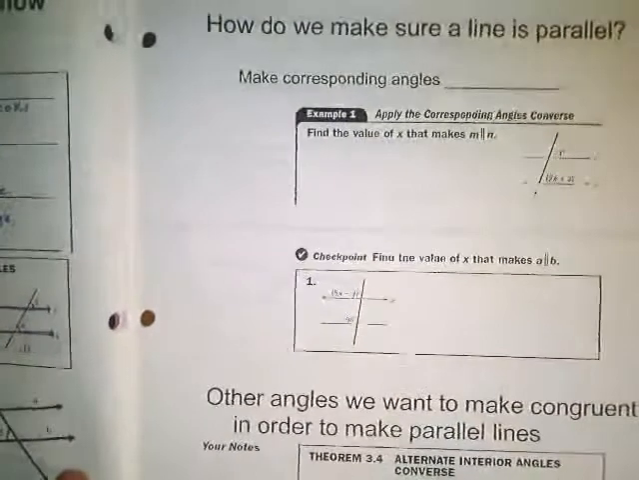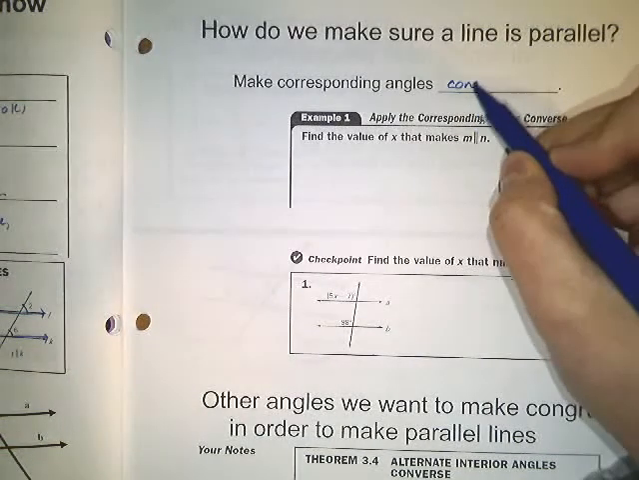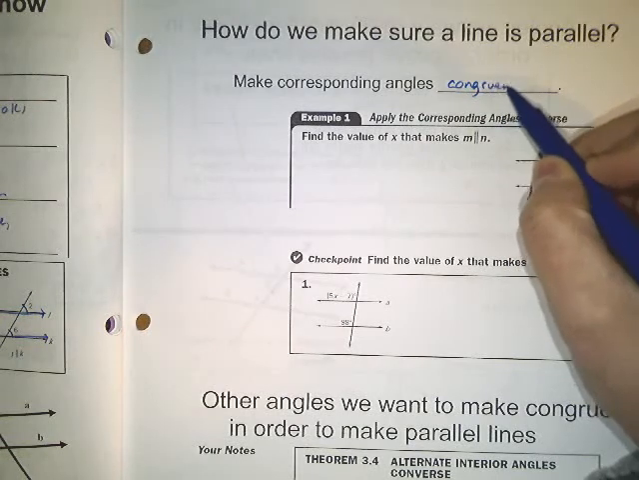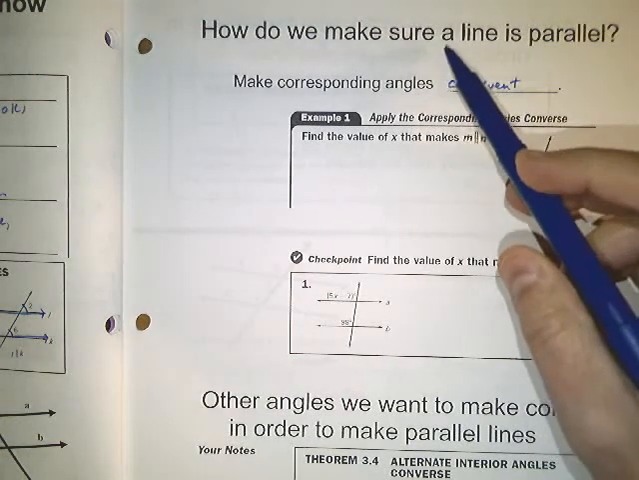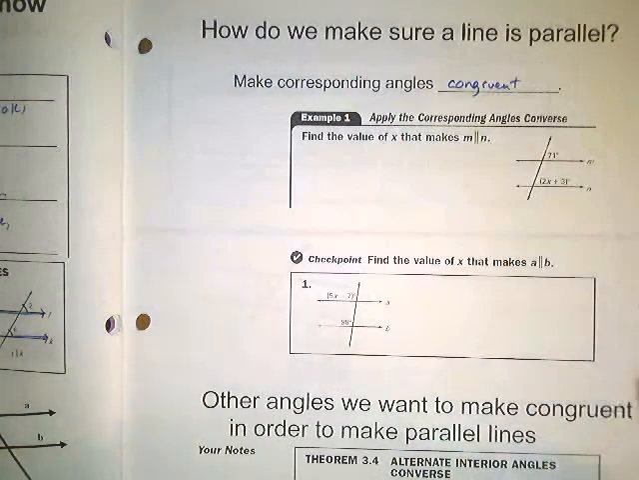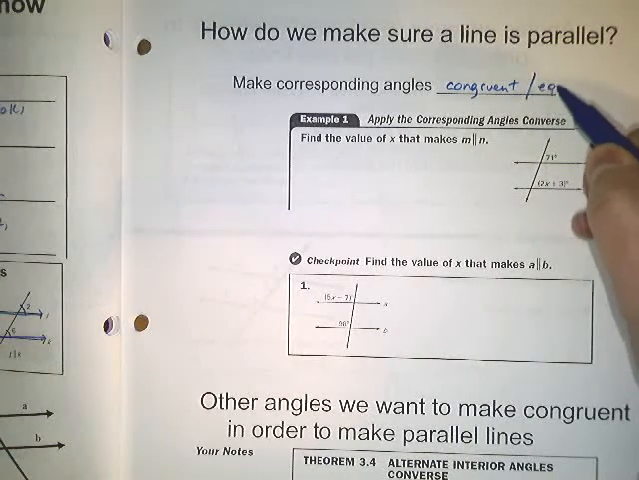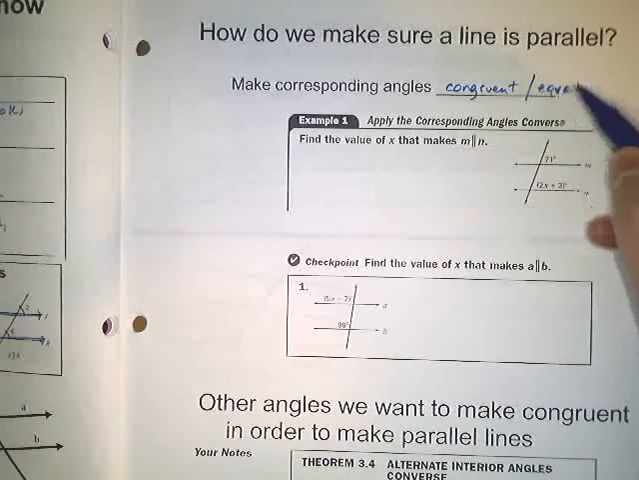Okay, next page. Starts off with a question. How do we make sure that a line is parallel? Well, make corresponding angles congruent. Well, I think they wanted to ask, how do you make sure lines are parallel, not make sure a line is parallel? So let's see. Congruent is the same concept as equal in measure.